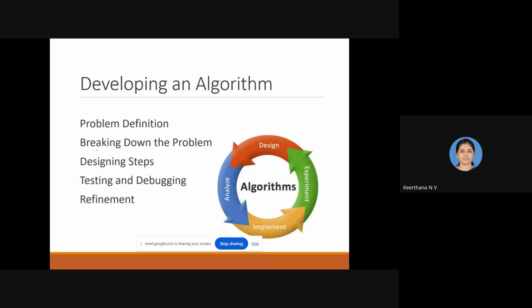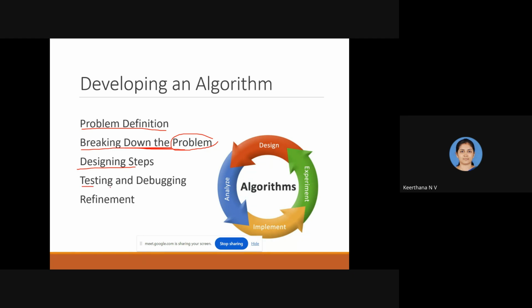Next one is developing an algorithm. Developing an algorithm consists of 5 steps. First one is problem definition. You have to define your problem, for which you are going to coin your algorithm. Next, you have to break down the problem. You have to divide one problem into modules, and for those modules you will be writing an algorithm step by step. Third one is designing steps. How are we going to design an algorithm, whether it contains a submodule or you are going to write a single algorithm for the whole problem.